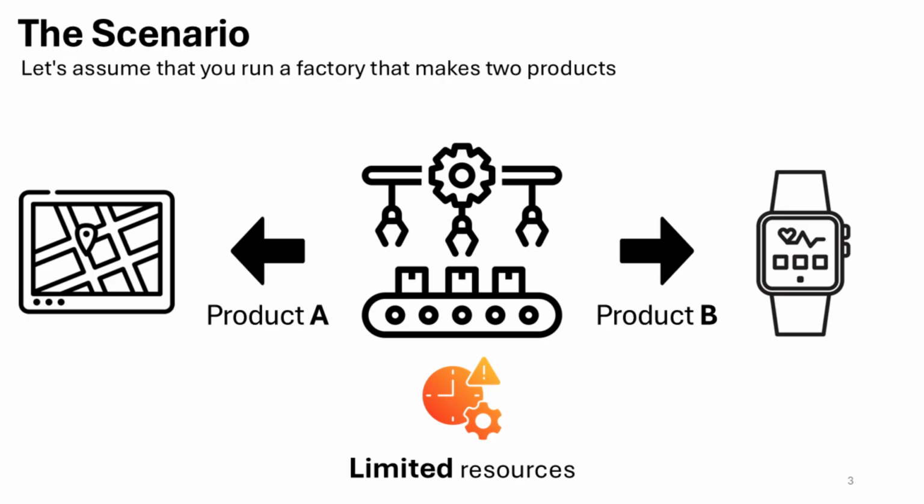To make these concepts real, imagine you're running a factory that produces two main items, Product A and Product B. Product A is represented here as a navigation tablet, and Product B is a smart, wearable device. Running a factory is a constant balancing act because you deal with limited resources. You do not have infinite time, staff, or raw materials. Every time you decide to build one more tablet, you are using resources that could have gone toward a smartwatch. Your challenge as a manager is to decide the exact production mix that yields the highest benefit without running out of supplies.